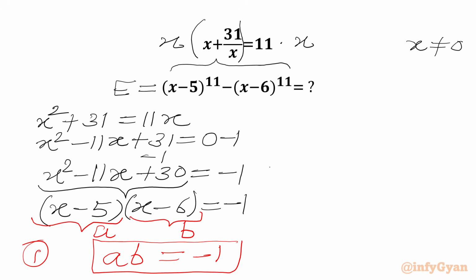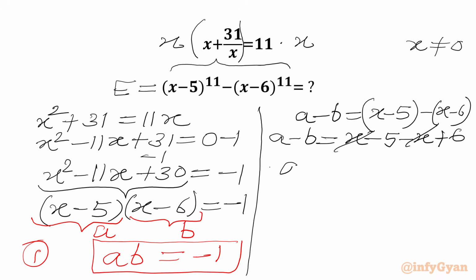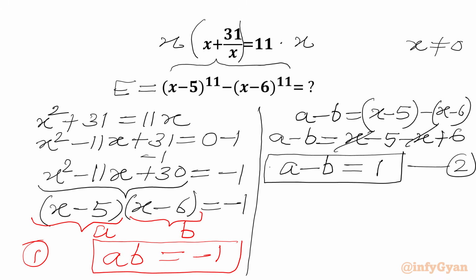Now I will subtract B from A. So we will find A minus B value. So I will write here A minus B, which will be equal to (x minus 5) minus (x minus 6). So we can write A minus B will be equal to x minus 5 minus x plus 6, plus x minus x will be over. We will get our second equation A minus B equal to 1. So we have AB negative 1, A minus B is 1.